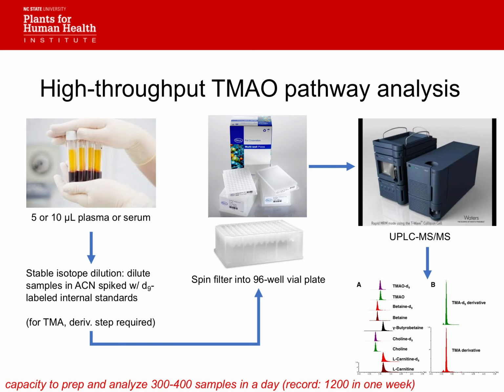And I wish you could see it here, but we have a method that's about 3 minutes, and in those 3 minutes, okay, we can get our compounds and their D9 labeled forms. And if you're interested in TMA, we can do another step of derivatization, and we can get TMA as well. So what that gives us the ability to do is we can reasonably do 300 to 400 samples in a day. And my lab people in the back are like, please don't tell people this. Okay. Our record is that we did over 1,200 in 1 week, just because the method is fast and we now have these high throughput vial plates and so forth that we can use.